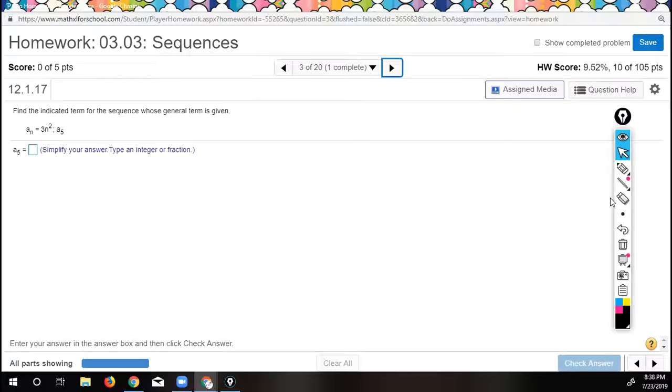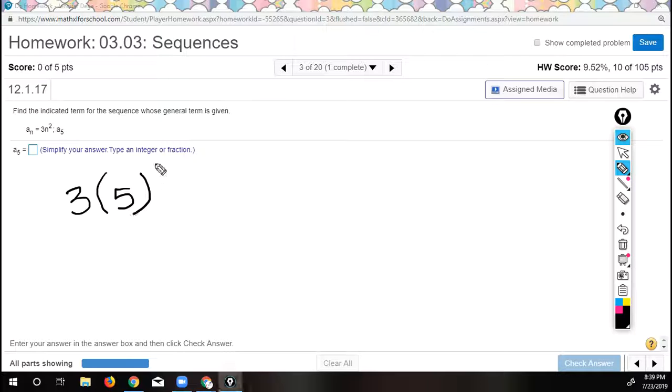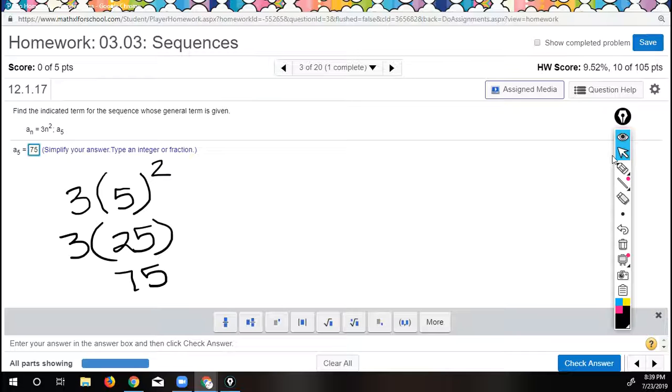So in this one, whatever number you put in, they just want that one term. So they want a sub 5. So that means we just got to plug 5 into our sequence. So 3 times, here's n. So instead of n, I'm going to put 5 squared. 5 squared is 25, times 3 gives me 75. Don't forget your order of operations. 75.